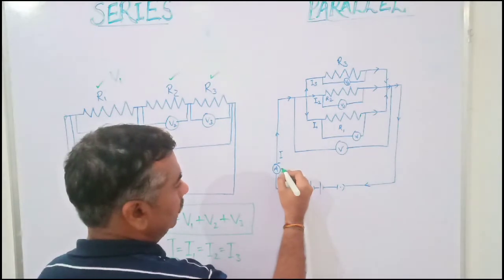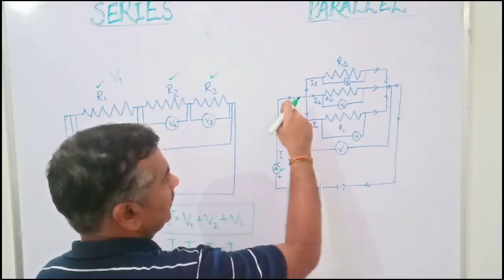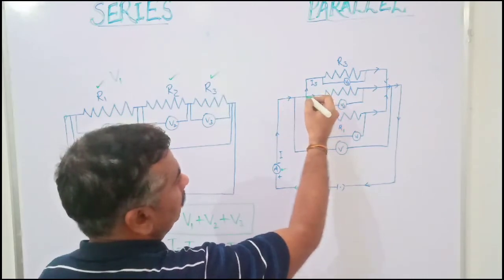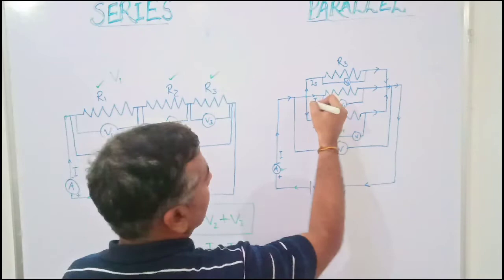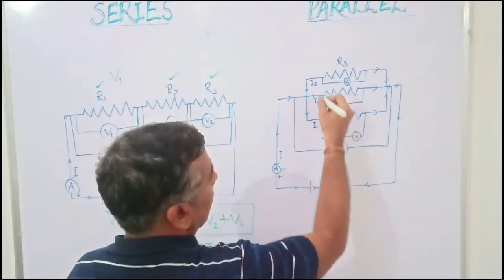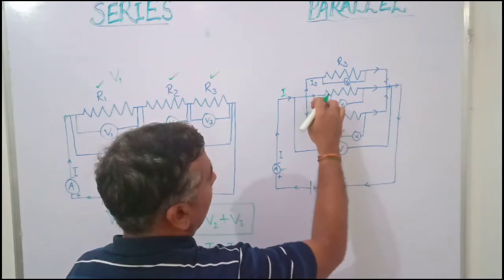Now this current is measured by this ammeter. This current, suppose it is I. Now this current comes here, and here you can see there is a junction. Here there are three branches. So the current I gets divided into three parts, right?